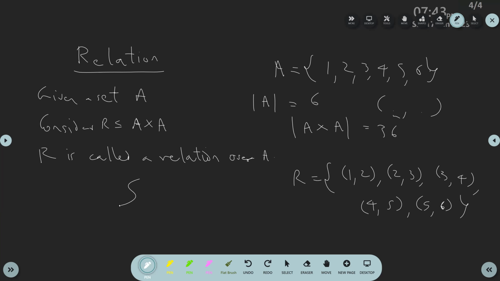Relation over A, just to indicate which set we are talking about. We are going to study lots of relations in the coming days. Right now we just saw a few examples: divisibility was one relation, less than and greater than were relations.